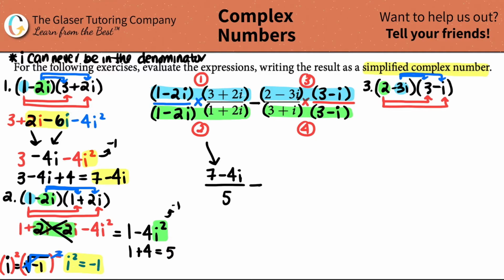So let's start it off. 2 times 3 is 6. 2 times the negative i is a negative 2i.